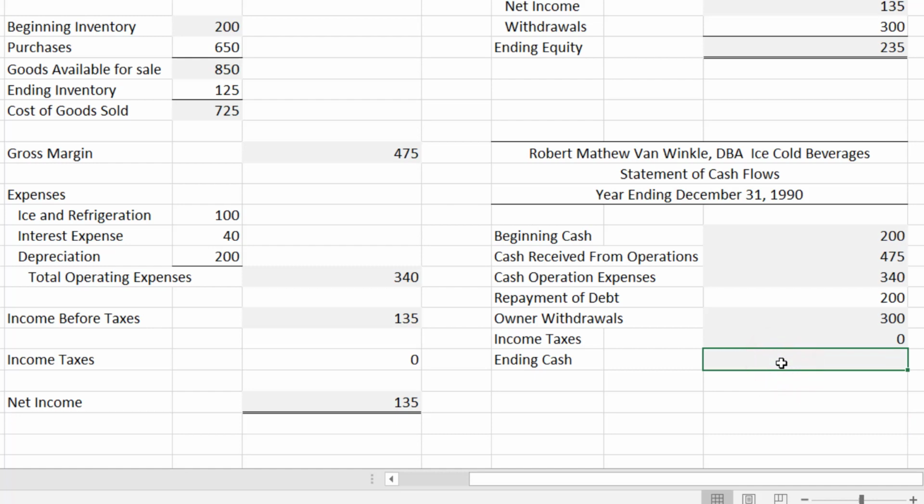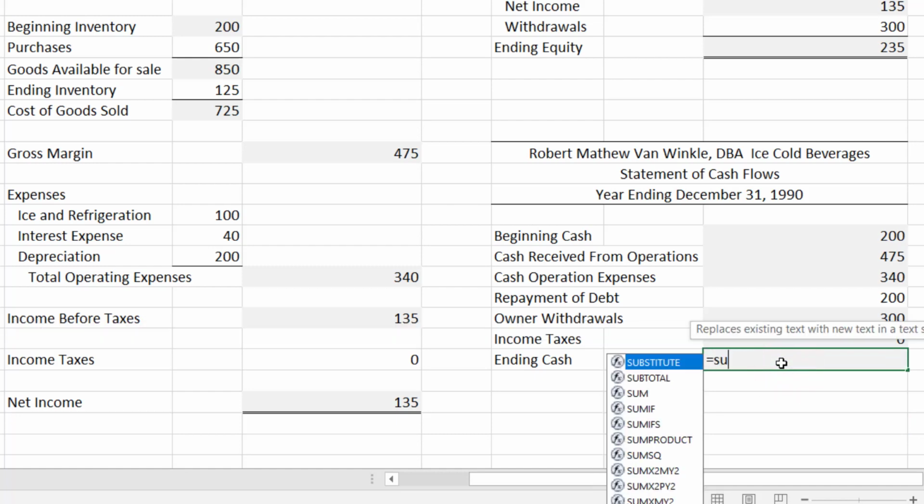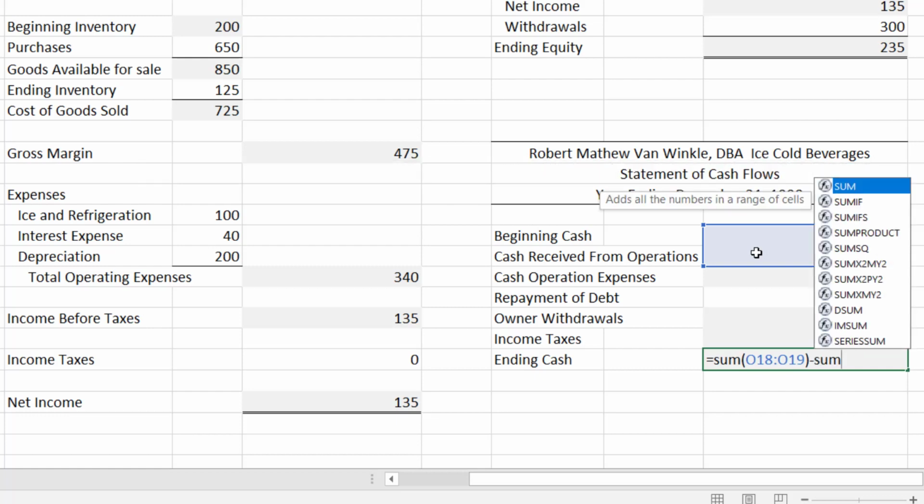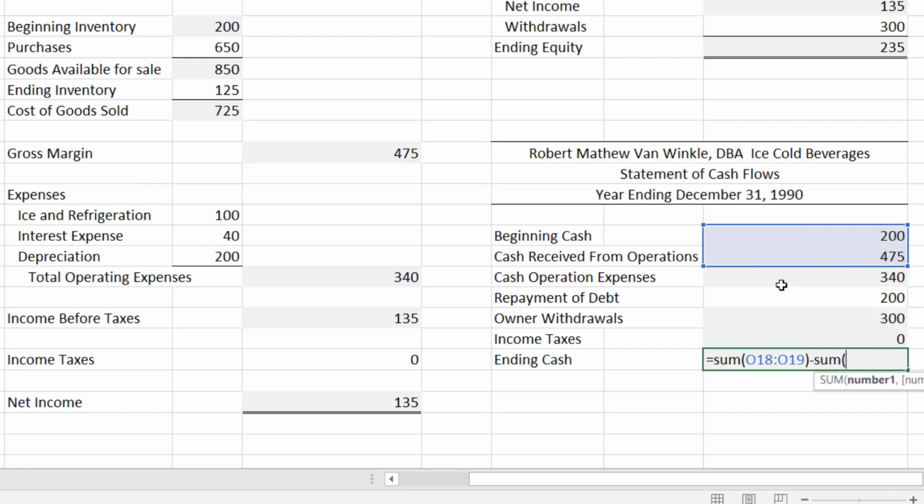Now we calculate the ending cash. We do an equal sign, and we type sum, and we highlight all the things that are cash kind of coming in, such as the cash we started with and the cash we received from our operations. We close the parenthesis, and then we subtract the sum of our cash operating expenses, our repayment of debt, our withdrawals, and our income taxes. We close that parenthesis, we hit enter, and we see that we have a big negative number there. Well, that's probably bad news.